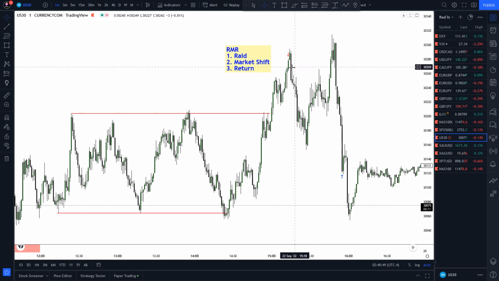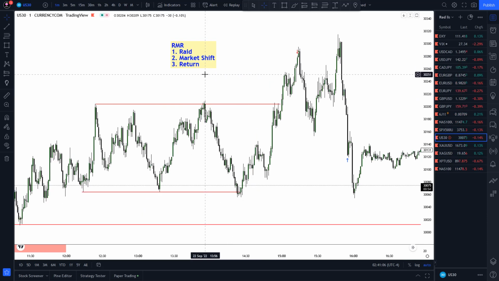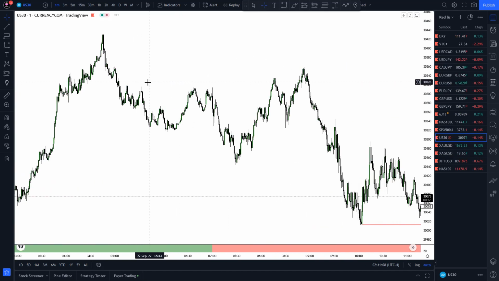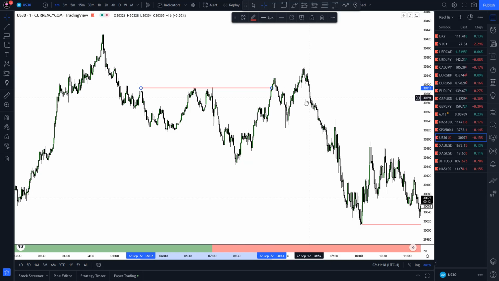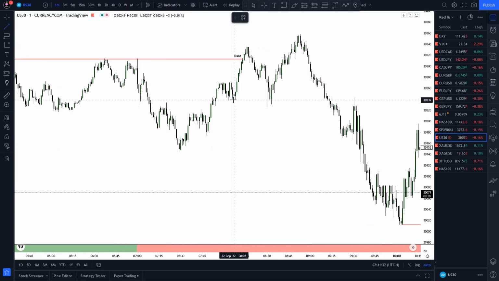So why and how did I place a short position during the raid leg when it's very specific that the RMR setup needs a shift and then a return to participate? Alright, so I'm just going to scroll to the left and we can see that we have these relative equal highs over here. As soon as we break through those equal highs, we can call this the raid. The next thing we look for is the market structure shift, and you can argue that under this swing low we have a market structure shift.